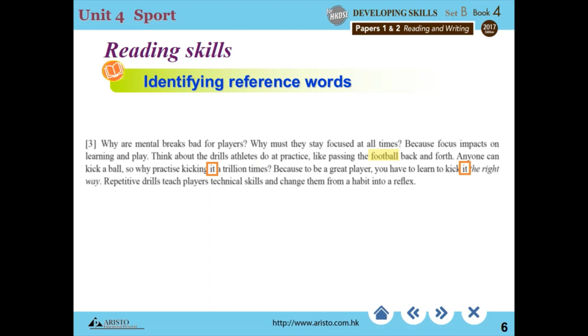Next, here's the object pronoun them. The two plural nouns that are mentioned in this sentence are repetitive drills and players. So which one does the pronoun them refer to? Here, you can use extra information given at the end of the sentence, a habit into a reflex, to help you find out what the pronoun refers to. Since it is not talking about people, we can deduce that it is referring to repetitive drills instead of players.